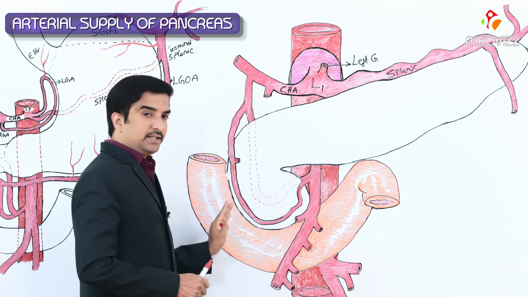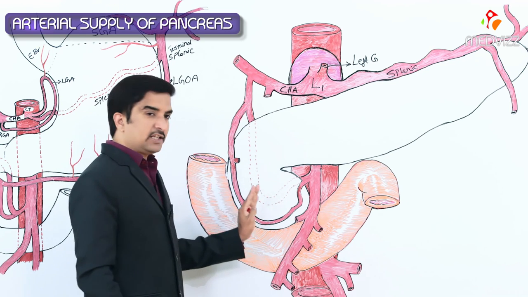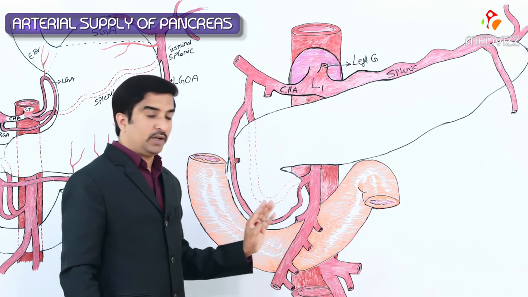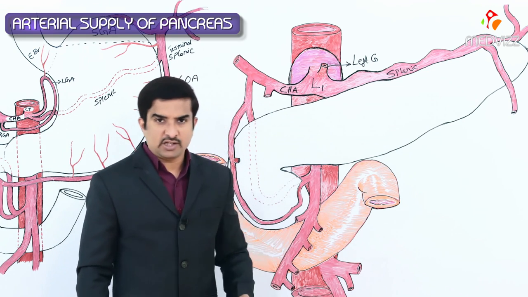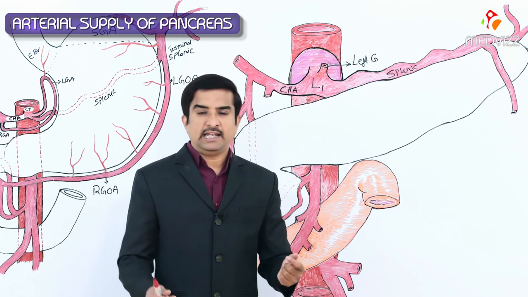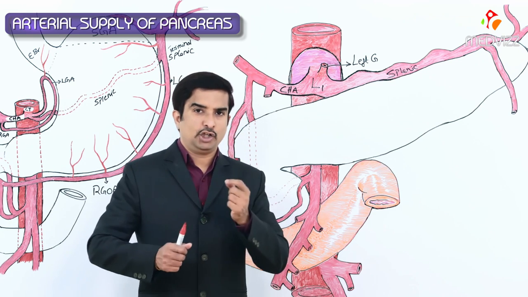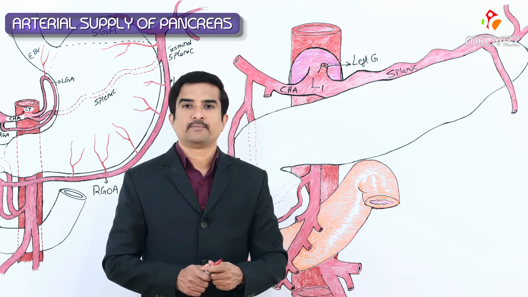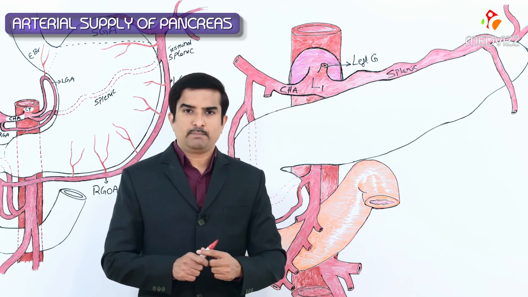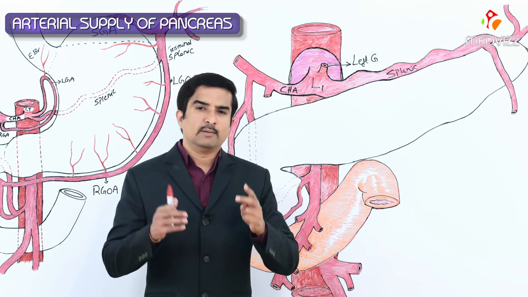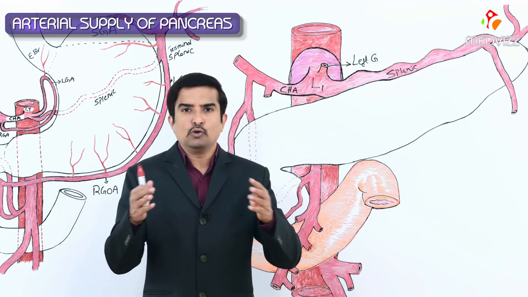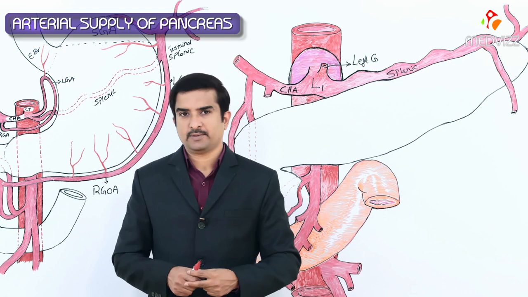So after completing the anterior as well as posterior pancreaticoduodenal arcade, let us move on to one of the most controversial arteries of the abdominal part, called the dorsal pancreatic artery. Remember an important point here, that the dorsal pancreatic artery is the most controversial topic because there are too many variations in this particular artery.